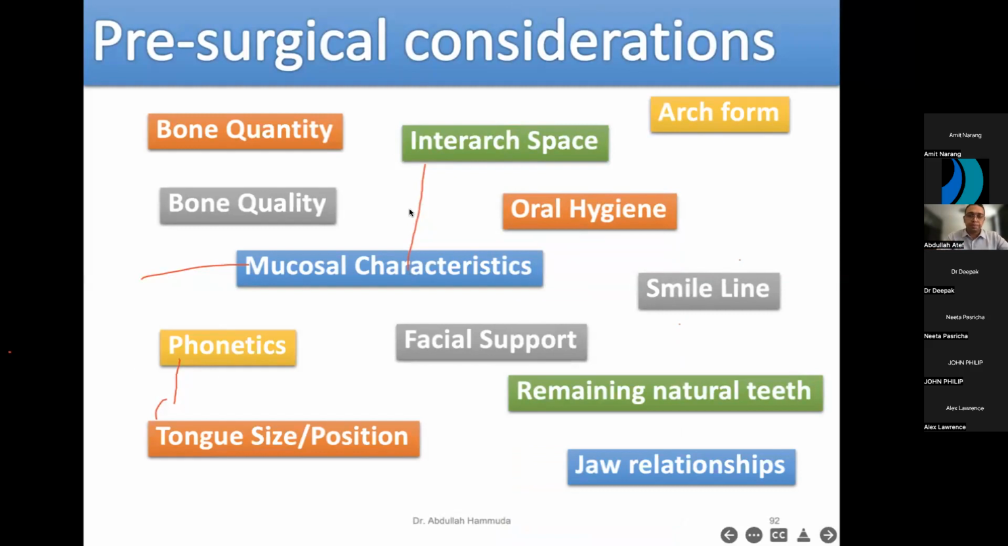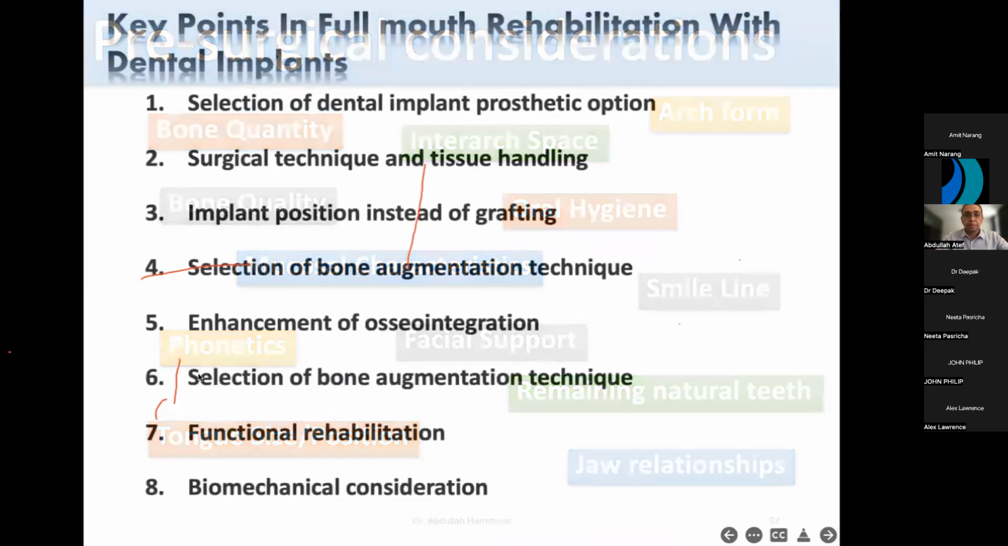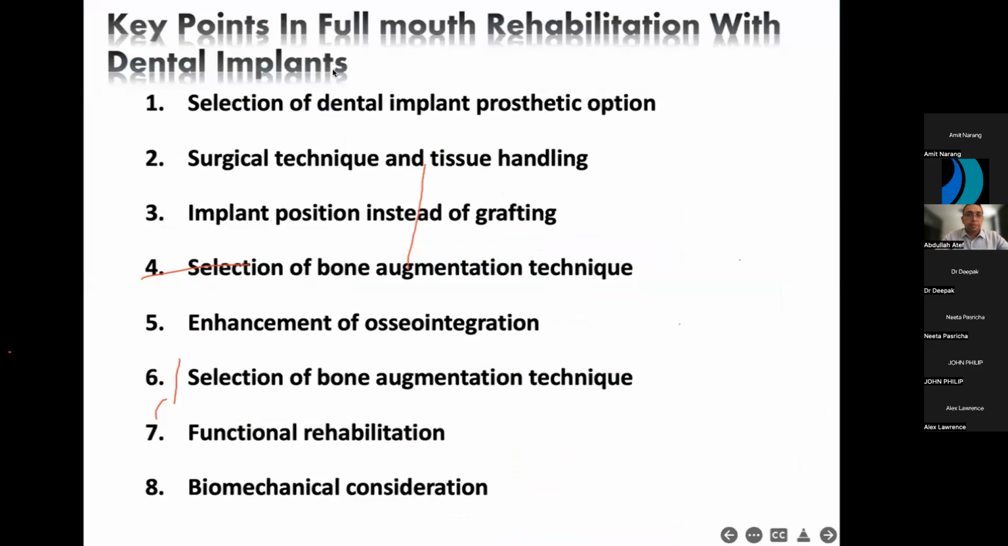Another issue, the key points you have: starting with selection of the dental implant prosthetic options, then the surgical technique and tissue handling that you use, implant position instead of the graft, selecting the bone augmentation technique that you use. I'm a surgeon, we have many options of implant surgical bone grafts.